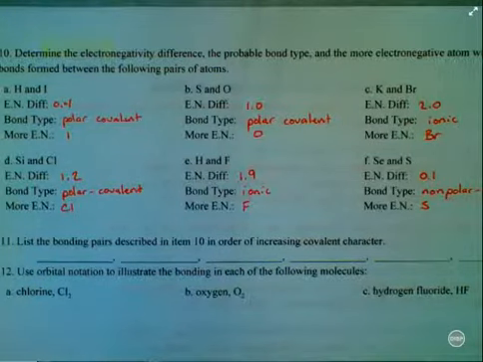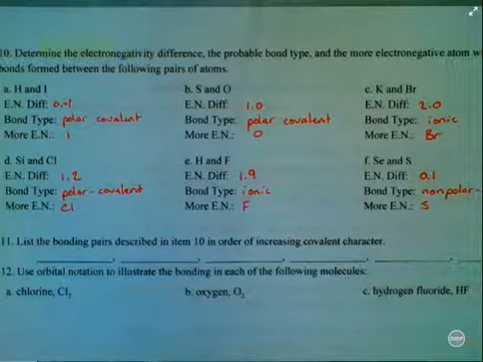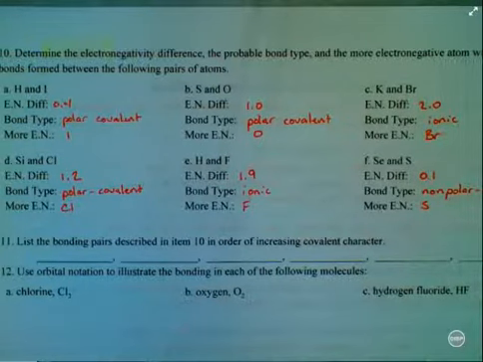E, hydrogen and fluorine. Okay, we saw this pair a little bit earlier. Electronegativity difference is 1.9. So that makes the bond type ionic. The more electronegative atom is fluorine. In fact, it's the most electronegative element on the periodic table. F, selenium and sulfur. Electronegativity difference is 0.1. So that's going to put it in the non-polar covalent category. Even though it's a very small difference, the more electronegative element is sulfur.